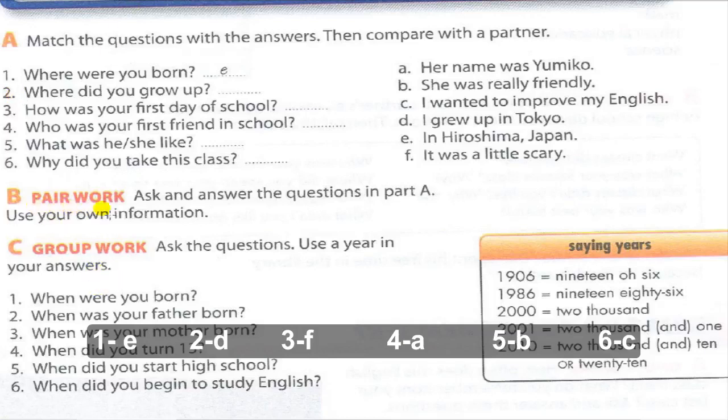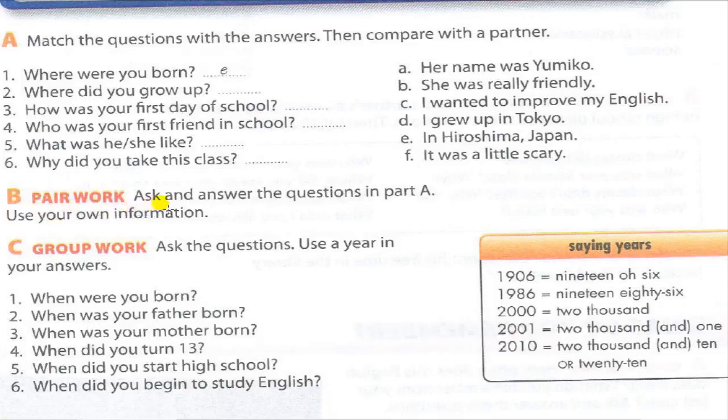B. Pair work. Ask and answer the questions in part A. Use your own information. Here in pair work, it's you and your friend. Your friend asks these questions first and you answer about yourself. After that we switch roles. Your friend asks you the questions and you answer about yourself.